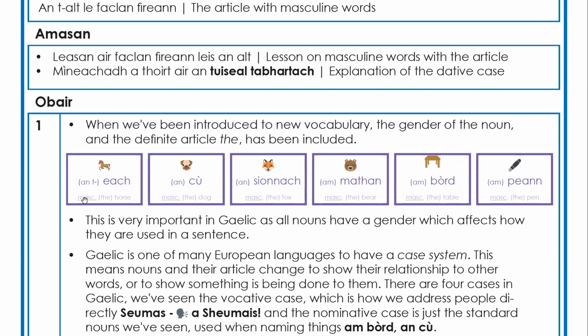So a masculine noun starting with a vowel, an t-each. We can see from these examples that a masculine noun starting in either a C or an S, an cù and an sionnach, but masculine nouns starting in M, B, or P, we're seeing this change to am. So we'll look at the rules for that in this lesson.